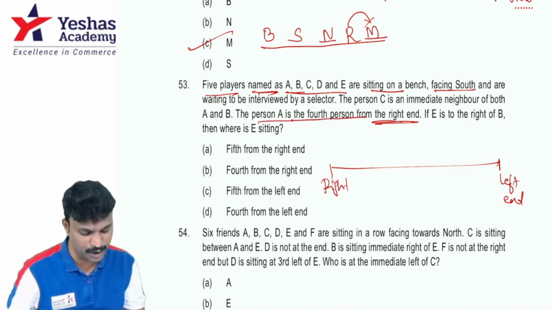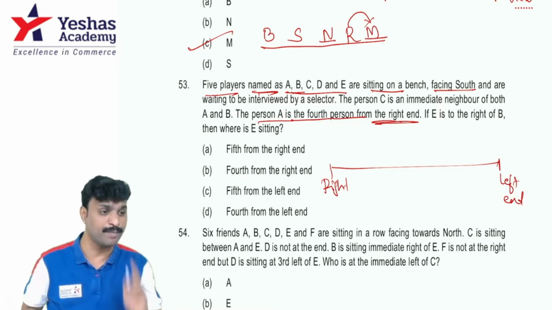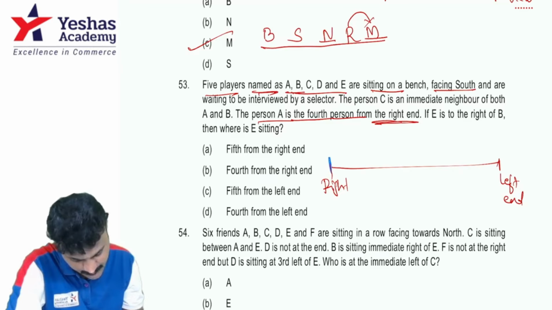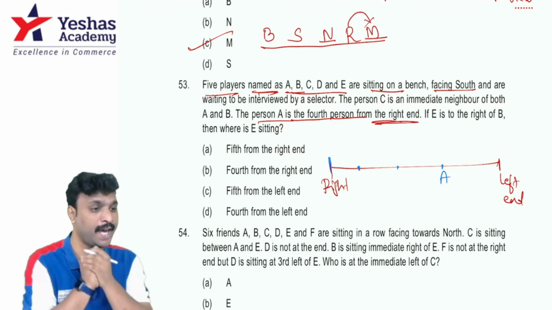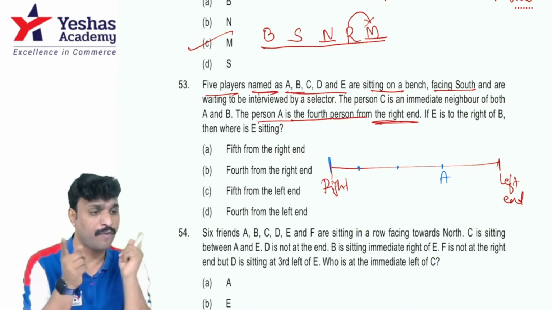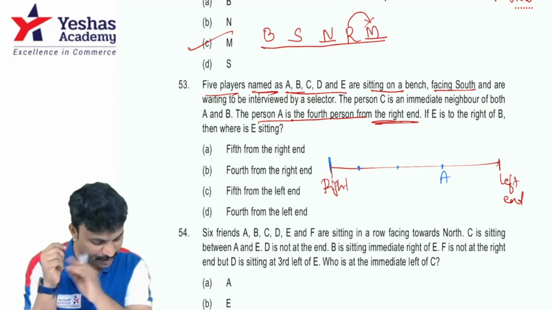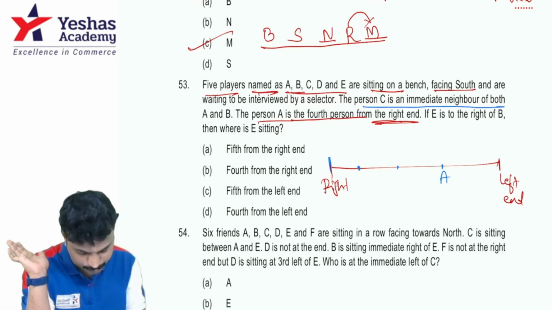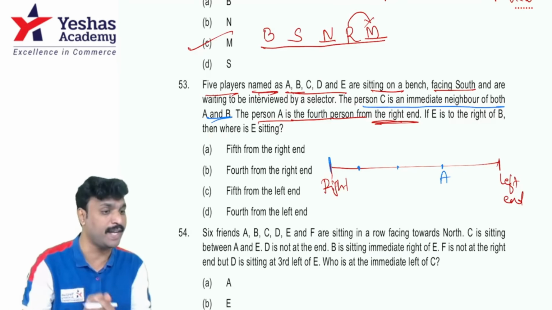The person A is 4th person from the right end. From the right end, 4th person. That means this is the right end actually. 1, 2, 3 and 4. Here is A. A is 4th from the right end. Find the statement connected to the person A. Guys, which statement is connected to A? C is immediate neighbor of both A and B. That means C is in between A and B.